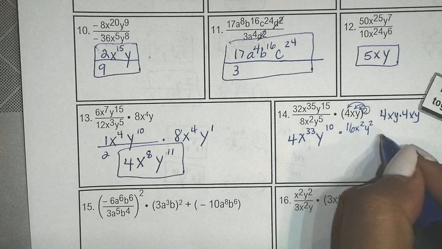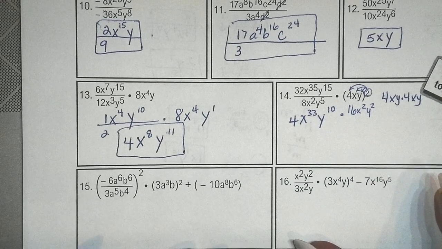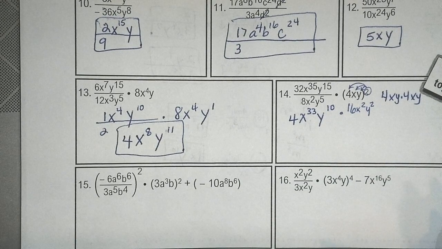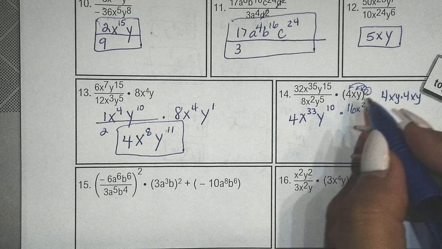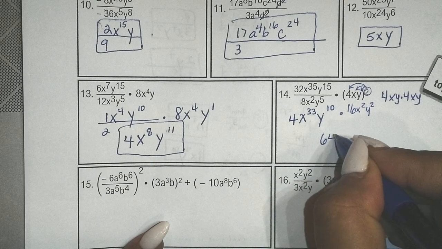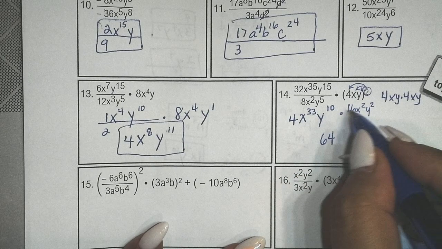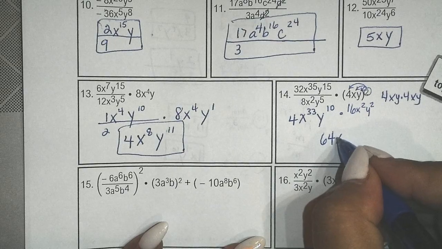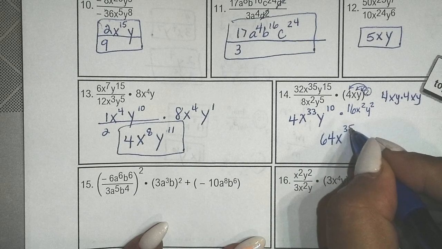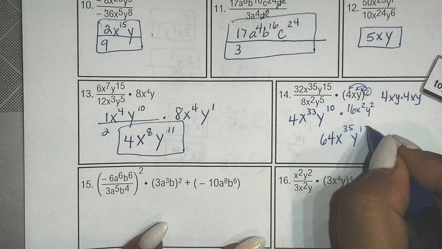Now we're going to multiply. 16 times 4 is 64. Now again, we're adding our exponents because we're multiplying, so x to the 35th power and then y to the 12th power.